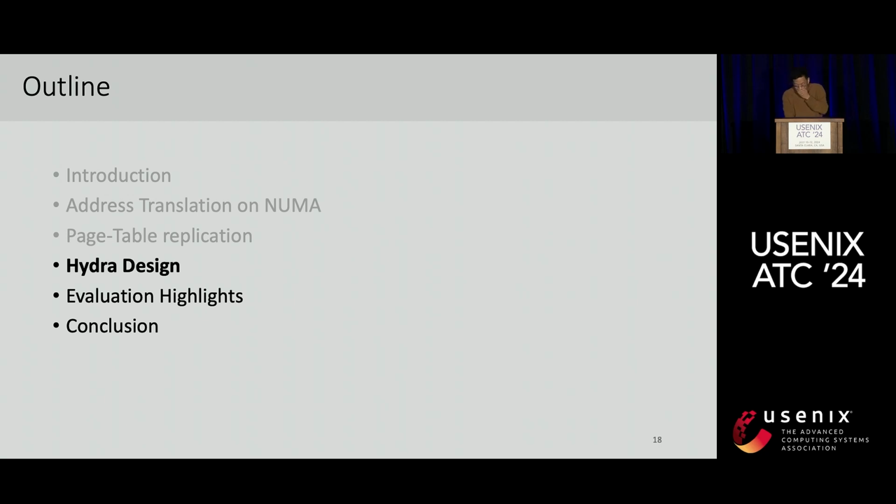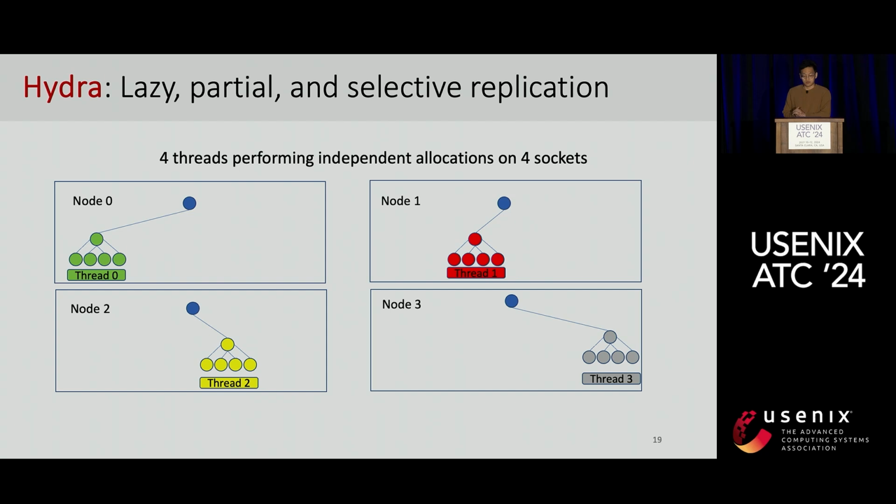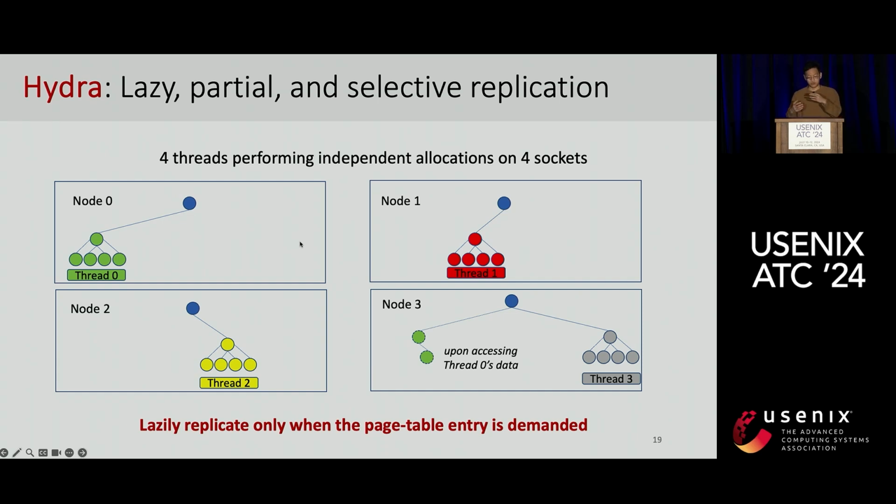So we propose Hydro. Hydro is a solution with lazy, partial, and selective page table replication. For example, here are 4 threads on 4 sockets, and each thread has its own data access and its own page table range. If thread 3 wants to access the data and the page table on NUMA 0, it will lazily replicate the page table to node 3. After this, thread 3 can access the page table locally on node 3.